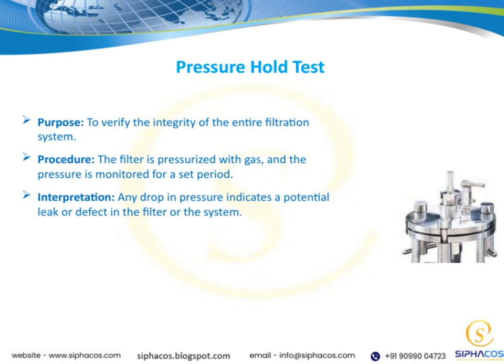And that brings us to the key point of interpretation. If we notice a pressure drop, it could mean there's a leak or a defect somewhere in the filter or the system itself. Recognizing these signs early can save us time and prevent potential failures down the line. So, in summary, the pressure hold test is all about confirming the integrity and reliability of our filtration system, which ties directly into our overall goal of ensuring safety and optimal performance.